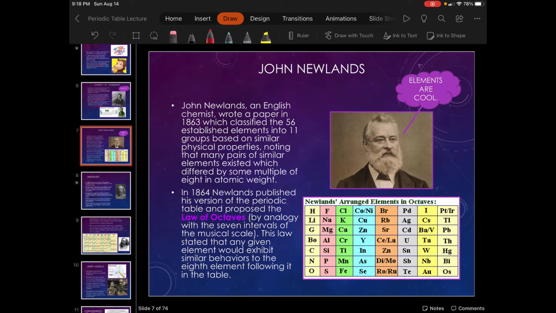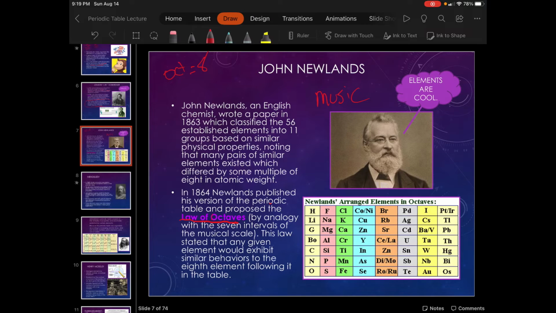He was into music, as you will be able to tell, and he came up with the law of octaves. What he said is that elements would basically repeat similarities every 8. Remember, octaves, oct equals 8. And so he published his version of the periodic table and proposed the law of octaves.